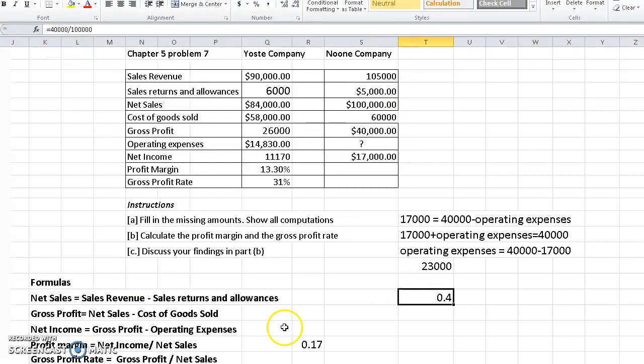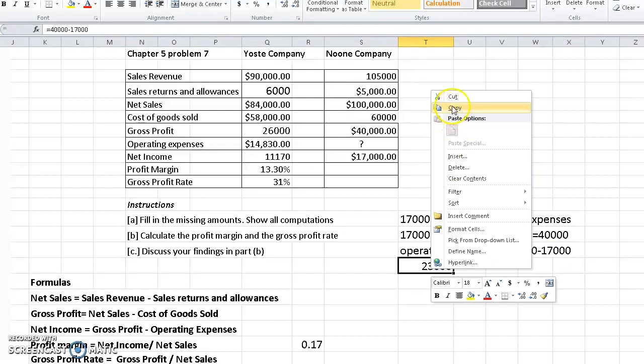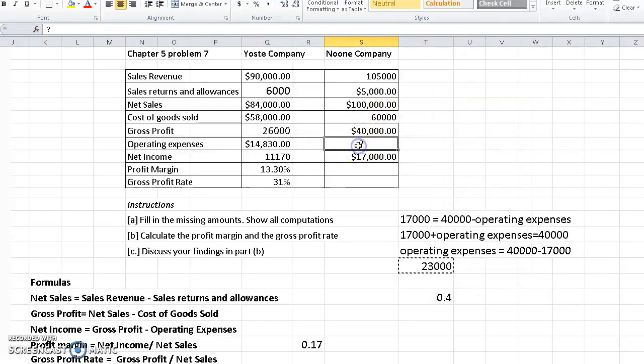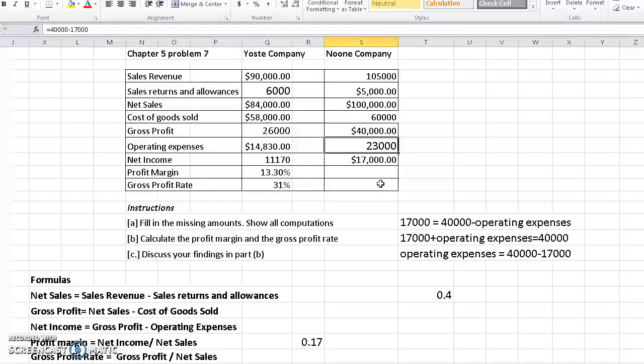Again, we're going to pause it to set up. Okay, I don't want this to go along too much farther, so let's just kind of hurry things along. Same thing. We have our net income equals gross profit minus operating expenses, and so I just kind of went through it, and here it is, 40,000 minus 17,000 equals 23,000. Again, we're just going to cut that and paste it. Now, I also did the profit margin, net income divided by net sales. That equals 0.17 or 17%.